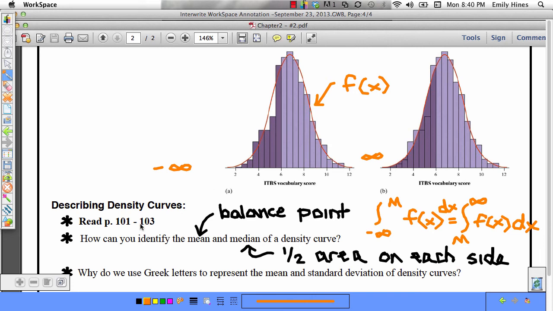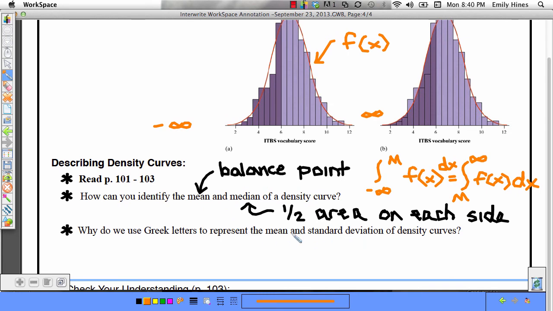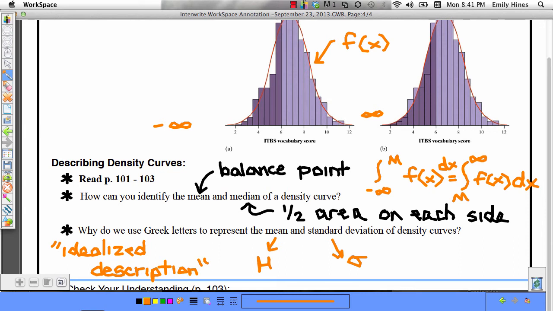Okay, we always need to use Greek letters to represent the mean and the standard deviation, which means in a density curve, my mean is mu and my standard deviation is sigma, because these are an idealized description. I'm not actually dealing with any data points. I'm saying ideally, this is what this data set would look like. So we treat it kind of like a population, and I use the symbols for population. So it's an idealized description.